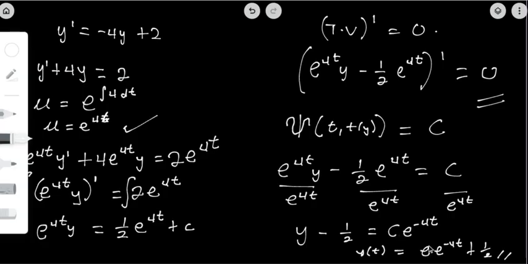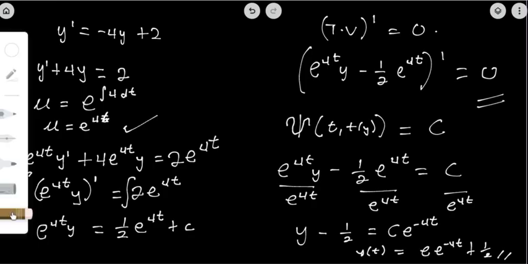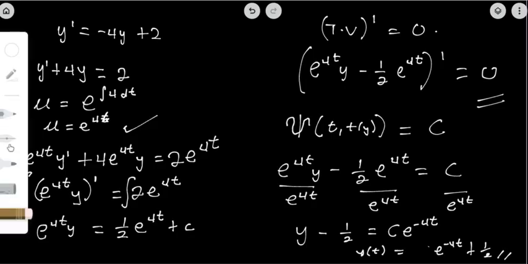Let me see. This C is supposed to be C. Is it E? No, it's supposed to be C. Yes. So C e to the power negative 4t plus half. That's the final answer.